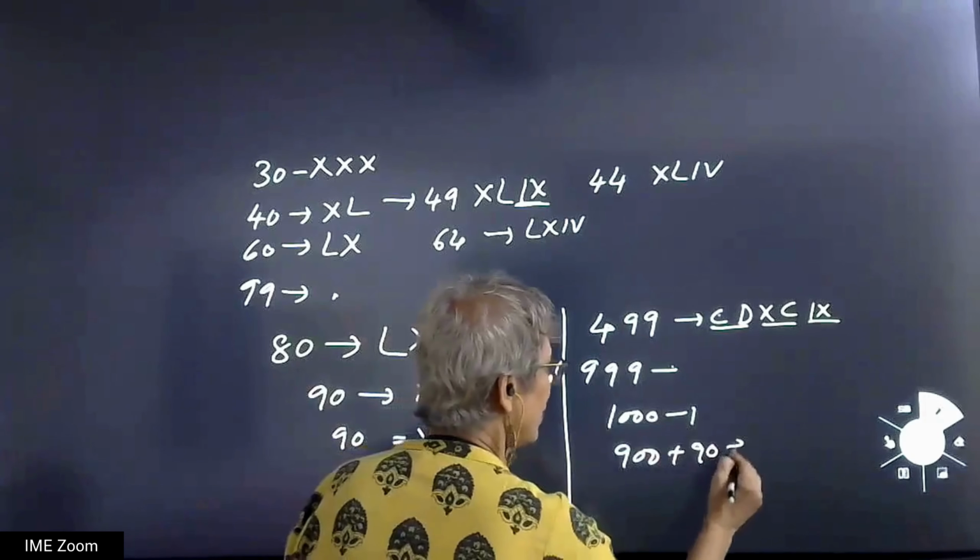Then comes XL. What is XL? 10 less than 50 means it is 40. So write 40. And lastly, it is IX, that is 9. So what is the answer? Let us add them. 1649. Very simple now. Only the thing is, you have to remember which letters represent which number.